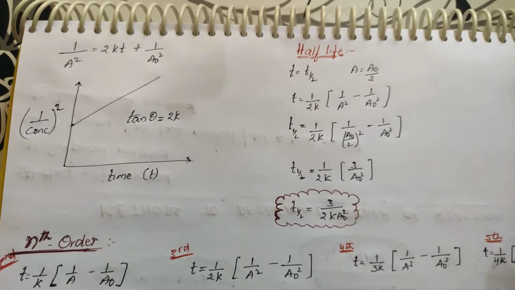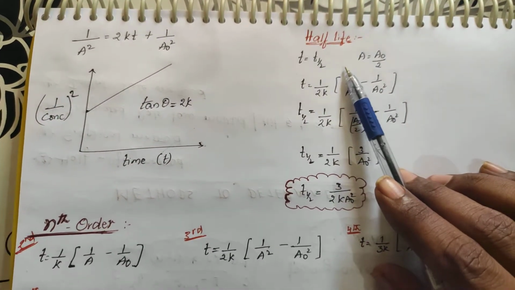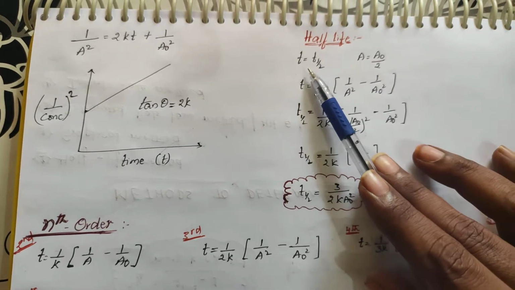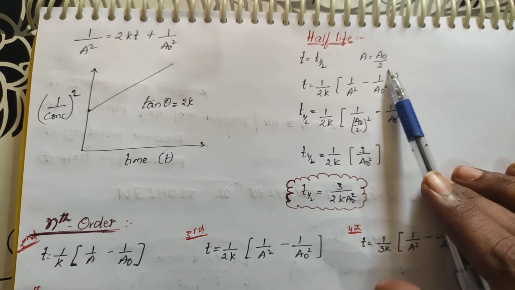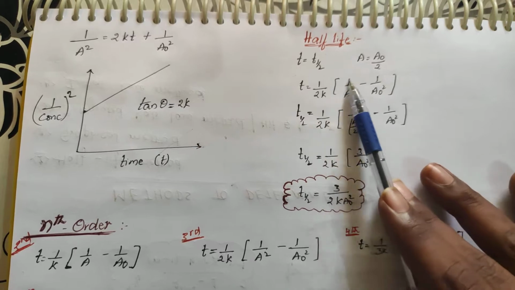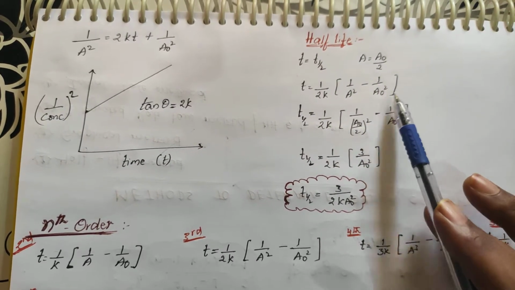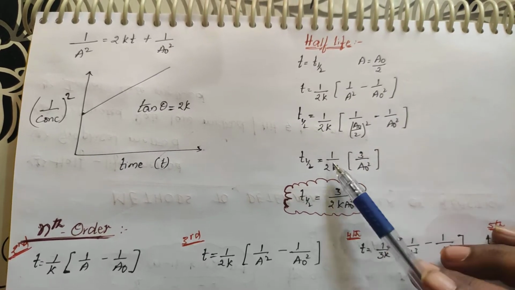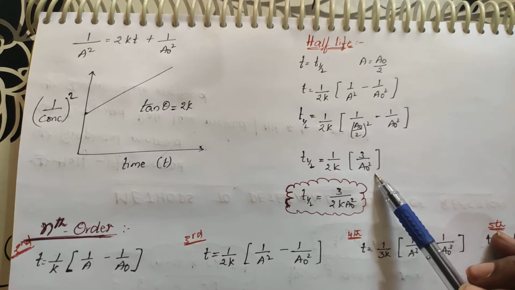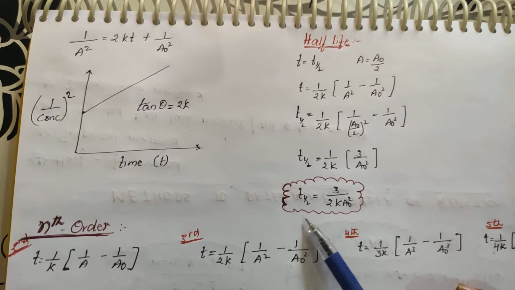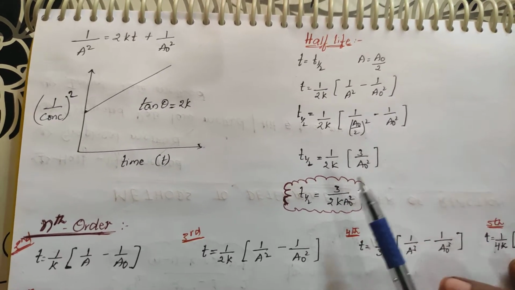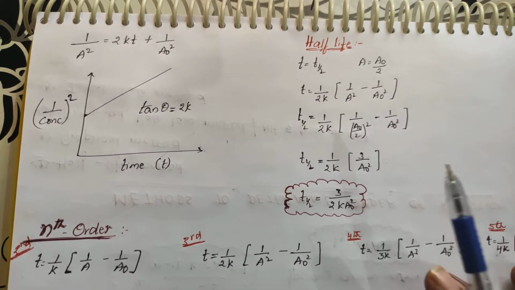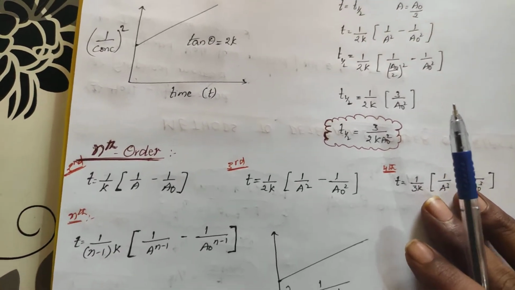Half-life means the time taken for half of the completion, that is called half-life. T is equal to T half, A is equal to A naught by 2. So T is equal to 1 by 2K, this is the general equation, 1 by A square minus 1 by A naught square. 1 by 2K, A is A naught by 2 whole square minus A naught square. So it is 1 by 2K into 3 by A naught square. So T half you will be getting 3 by 2K A naught square. This is what you will be getting for third order.